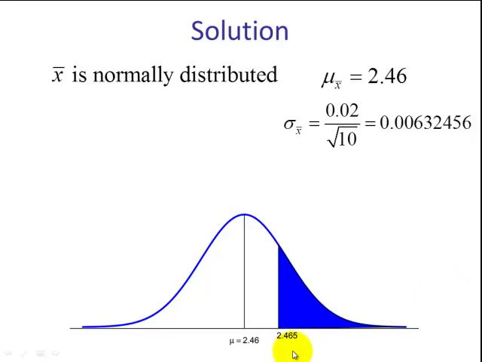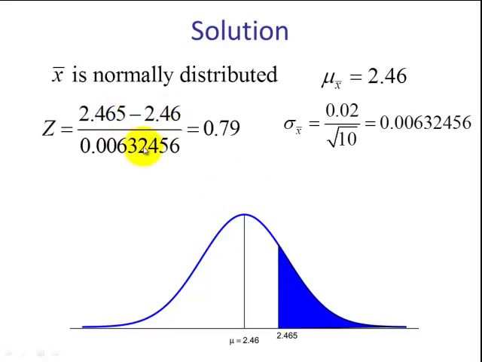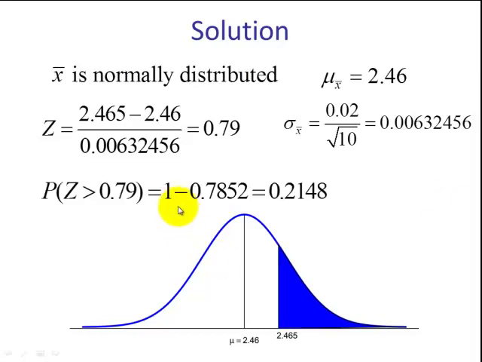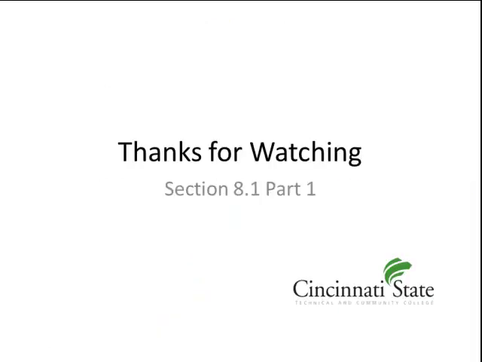We want to compute the probability of getting at least 2.465 grams. At least means greater than, so this is the area that we want. We know our mean is 2.46, so all we have to do now is change this to a z-score, and we can use table 5 to compute the probability. Using our z-score, we take x minus the mean divided by the standard deviation: 2.465 minus 2.46, divided by the standard deviation of the sampling distribution, and we get 0.79. So we want the probability of z being at least 0.79. Again, table 5 gives us the area to the left. We want the area to the right, so we have to do 1 minus what's in the table, and we end up with 0.2148. Thanks for watching.